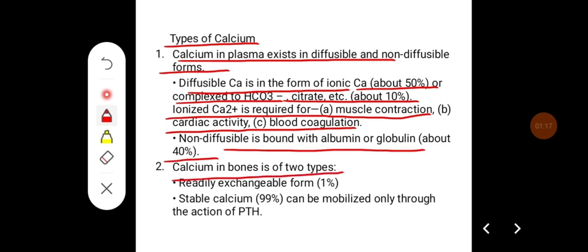Calcium in bone exists in two types: a readily exchangeable form at 1%, and stable calcium at almost 99%, which can be mobilized only through the action of parathormone.